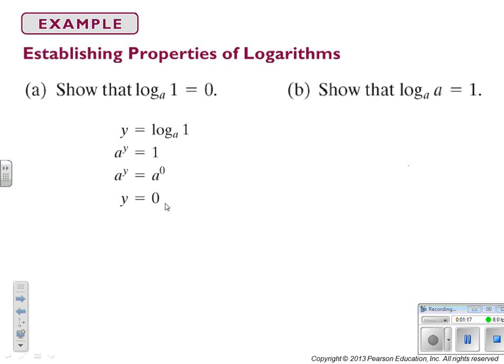So right now I want you to highlight this property with your highlighter. Log base a of 1 is equal to 0. Because really it's saying if I raise anything to the 0 power, it's going to equal 1. So it matches up with that exponent property, where anything to the 0 power is 1.